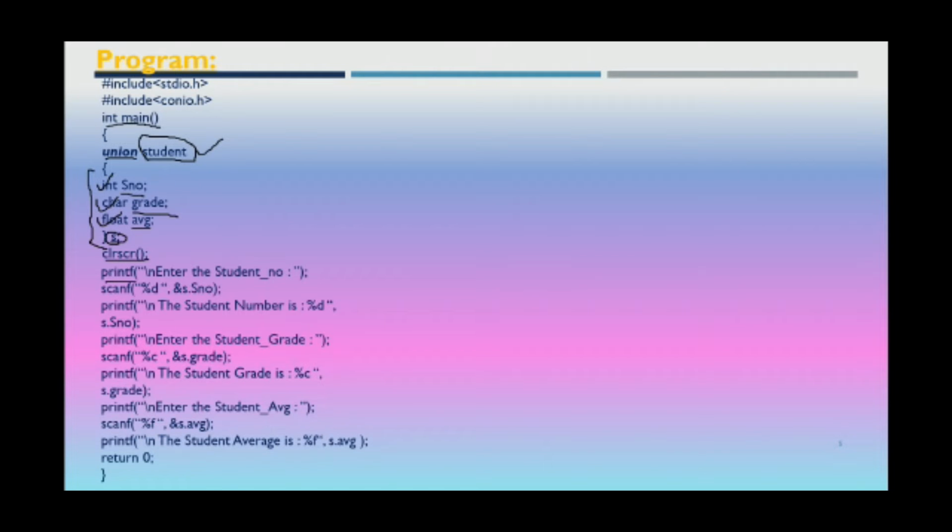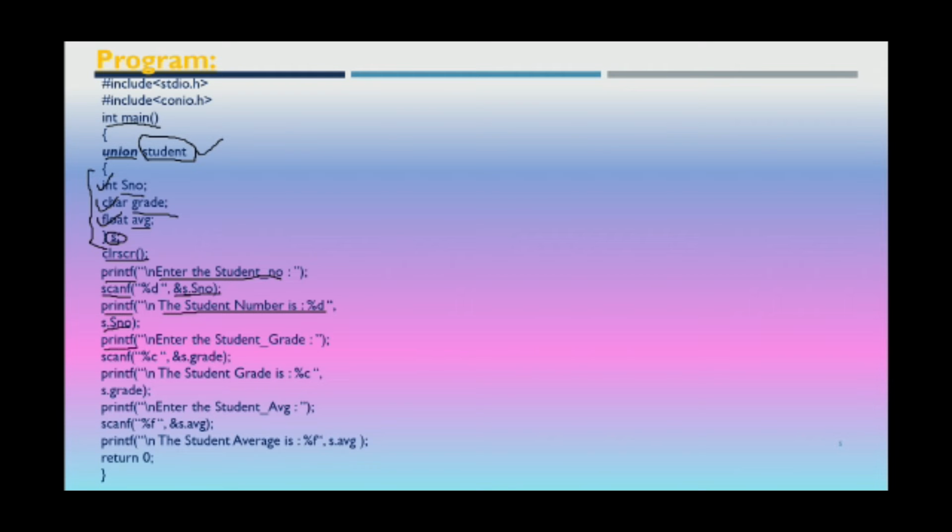In the printf function, a statement is displayed to enter the student number. With the scanf function, the student number value is entered, and here the address operator is used to store the student number value in the address of the student number. The next printf is used to print the student number which was entered in the previous scanf function.